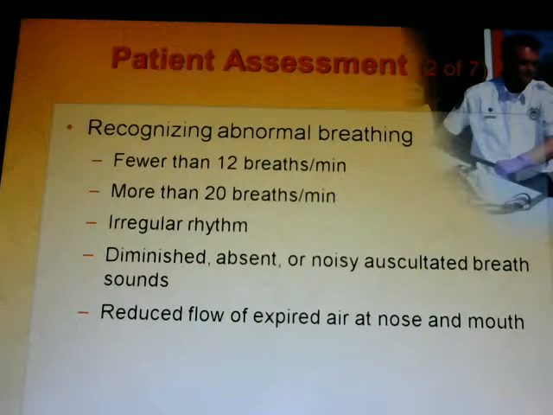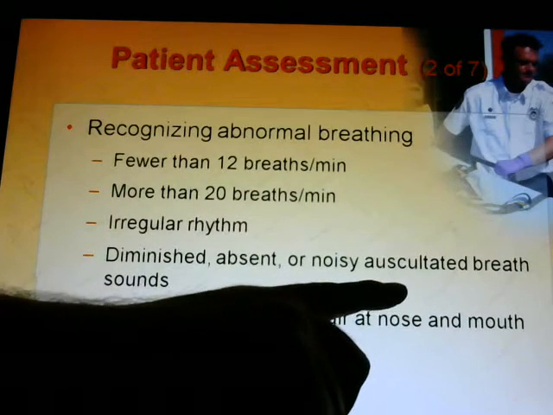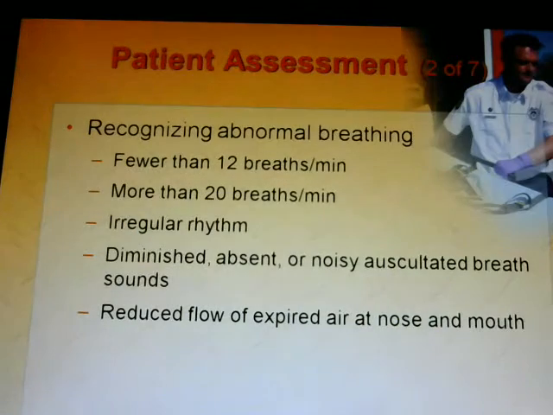Also, here is how to recognize abnormal breathing in a patient. People breathing less than 12 breaths per minute, or more than 20 breaths per minute. Either way, this could be a problem. Inadequate rhythm. Diminished, which means you can't hear them as well, or absent or noisy auscultated breath sounds. Auscultated here means listening with a stethoscope. So if you have diminished, absent, or noisy breath sounds when you're listening to somebody's breathing, there's a problem. Reduced flow of expired air at the nose and mouth.